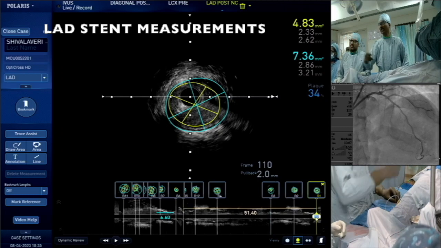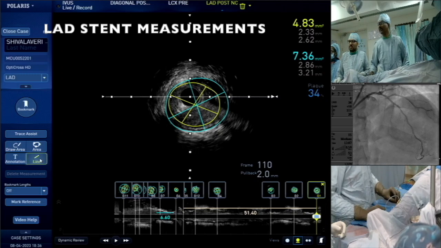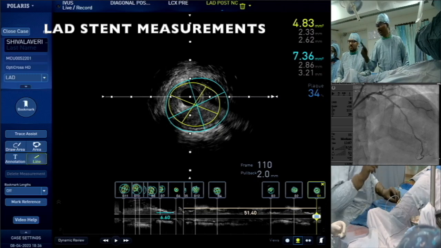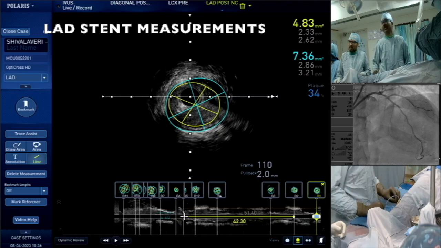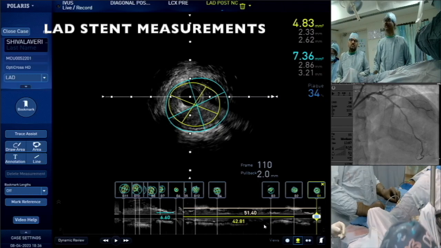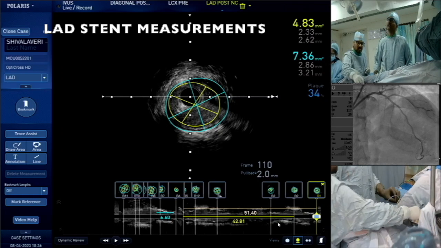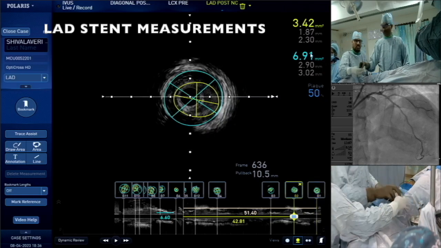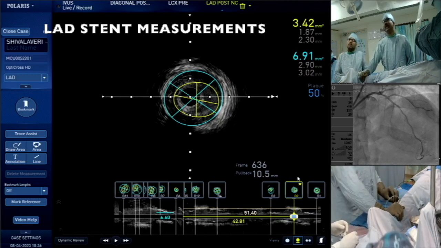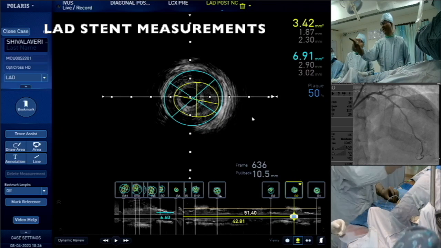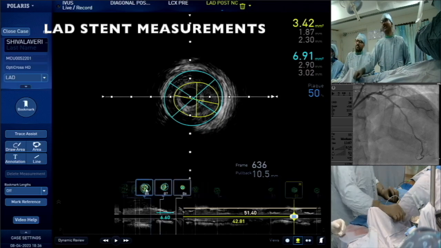From B1, what is the length up to B5? And what is the size at B2? B2 can be landing zone and length up to B5, that is beyond diagonal. 42, right? So what we can do, okay, we'll take, right, so this is a bit tricky situation. So what I'll do here is first I'll stent LM to LAD.